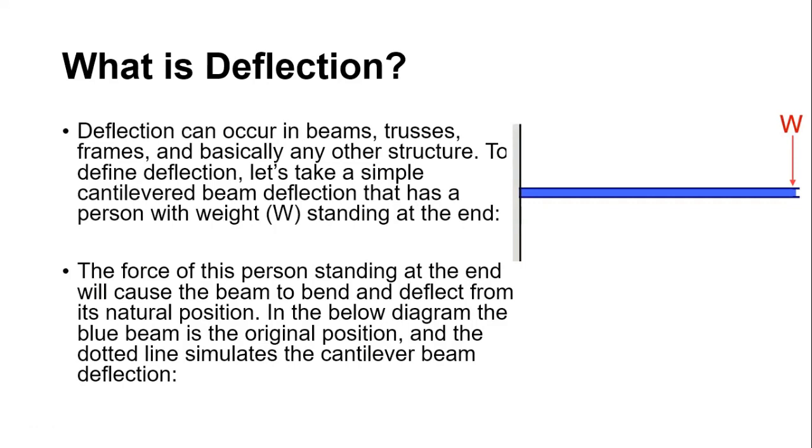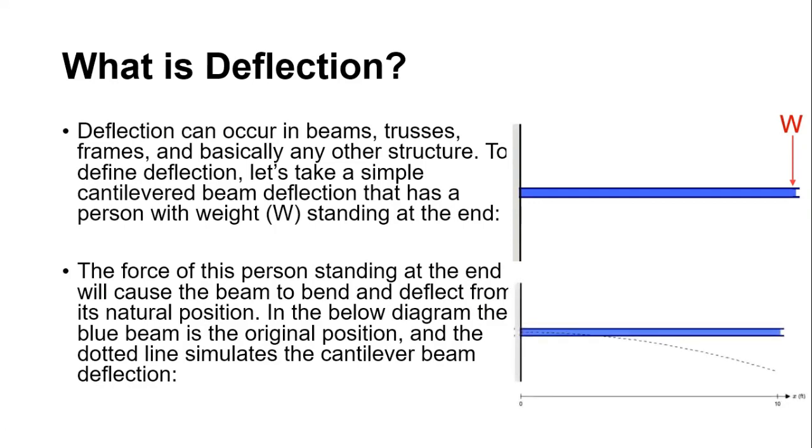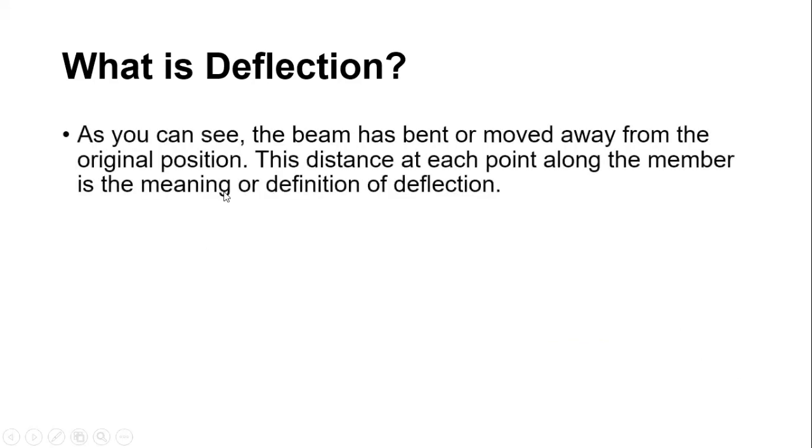The force of this person standing at the end will cause the beam to bend and deflect from its natural position. In the below diagram, the blue beam is the original position and the dotted line simulates the cantilever beam deflection. So ito yun, no? So yung deflection natin dito is due to weight. So ito yung magiging deflection diagram natin. As you can see, the beam has bent or moved away from its original position. The distance at each point along the member is the meaning or definition of deflection.